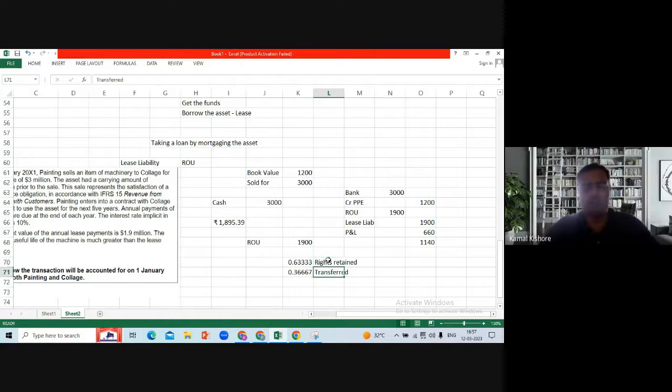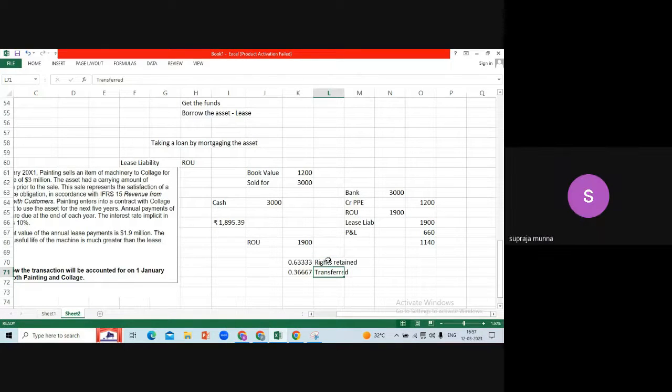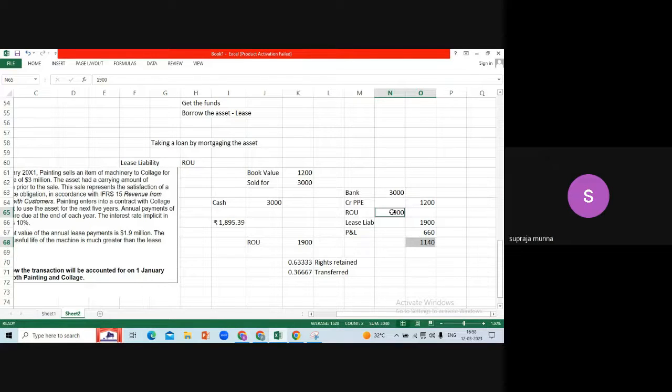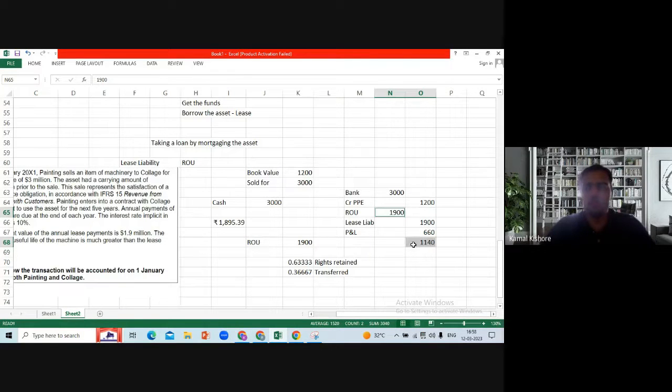Rights retained and rights transferred. So 63% is a right retained. In that case, the P&L is only 660. So balance I am having 11,140. So in which case, ROU also needs to be adjusted. Are you getting it?